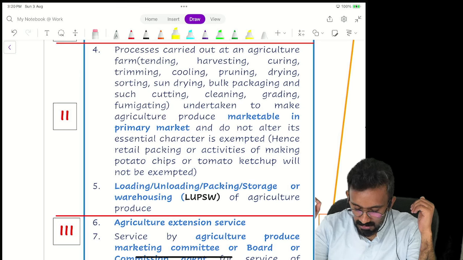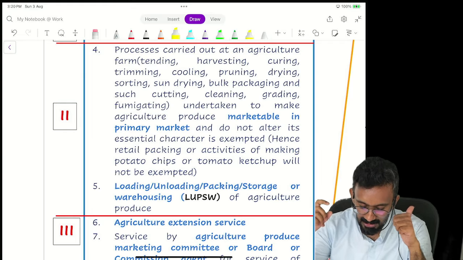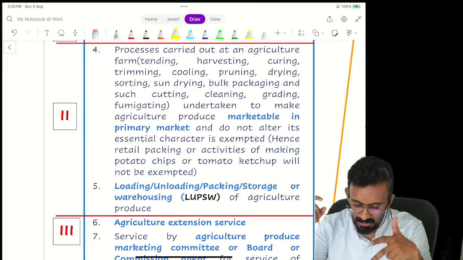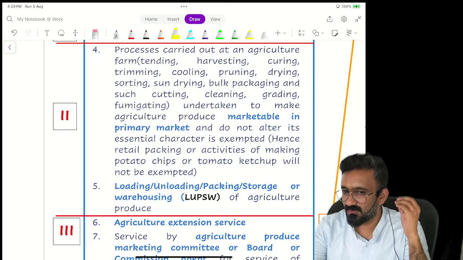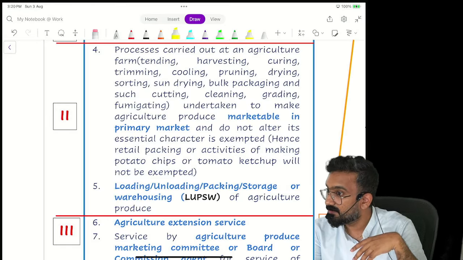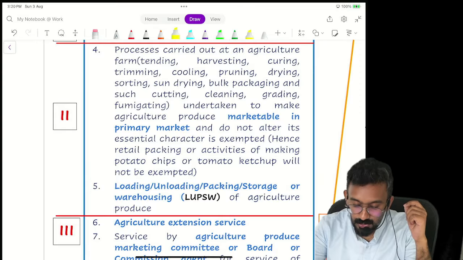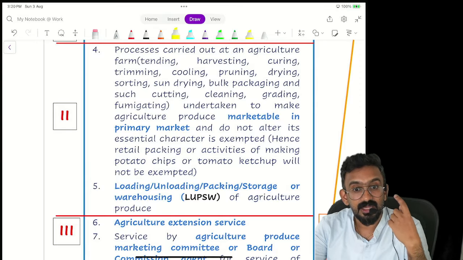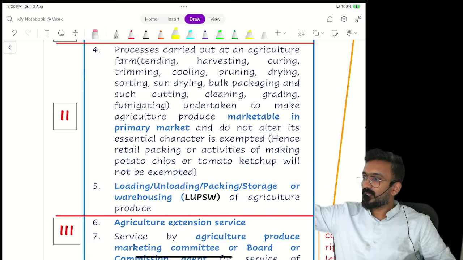Processes carried out at an agriculture farm like tending, harvesting, curing, trimming, cooling, pruning, drying, sorting, sun drying, bulk packaging, cutting, cleaning, grading, fumigating. A lot of activities are listed. No need to bother about this. Just think about an activity in the agriculture farm. Next is very important: undertaken to make agriculture produce marketable in the primary market. Can I take my agriculture produce and sell it in the primary market just like that?